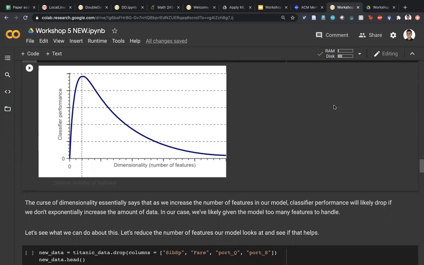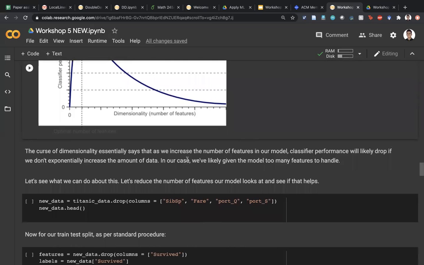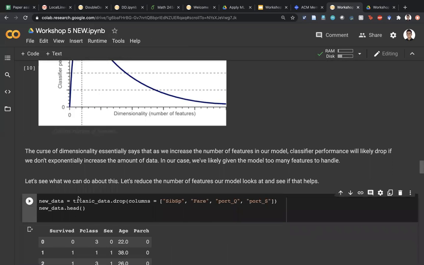Fours. Okay. I think the big takeaway from the curse of dimensionality is that as you increase the number of features in your model, your classifier performance will likely drop if you don't exponentially increase the amount of data as well. We're noticing this overfitting here, so let's try to reduce the number of features that we're giving our model and see if that helps with our performance. Let's just drop a few of the features. In this case, we've dropped fare, port Q, port S, things like that. And we should have our new data.